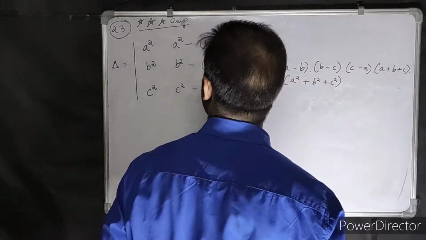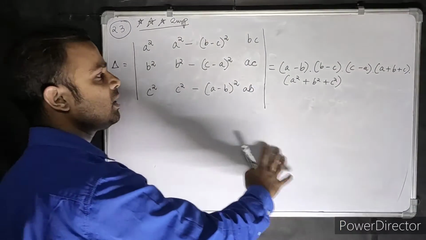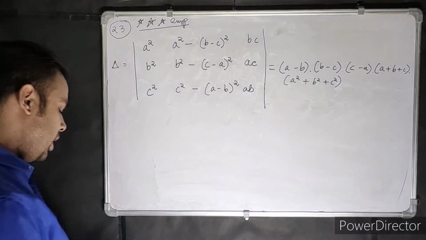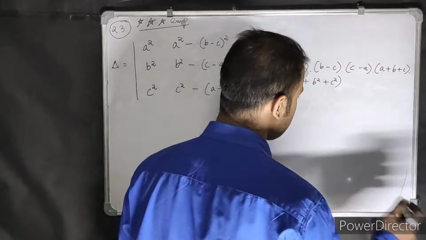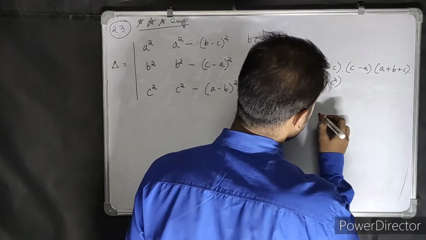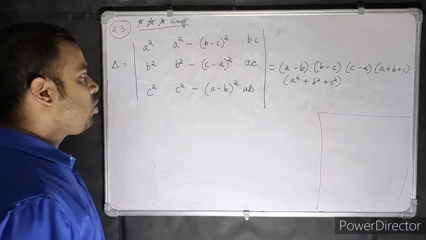Now we have to prove that this determinant is equal to this whole value. What I'm going to tell you is go on to your rough. Don't start directly proving. Make a rough work column and go on to your rough.